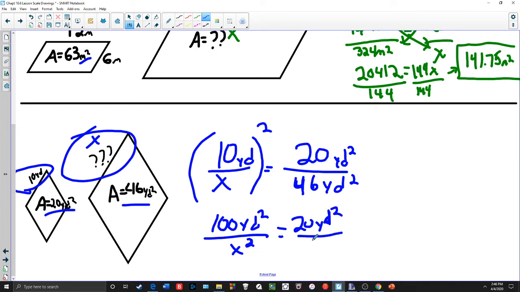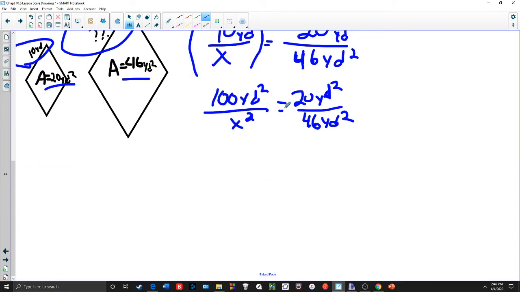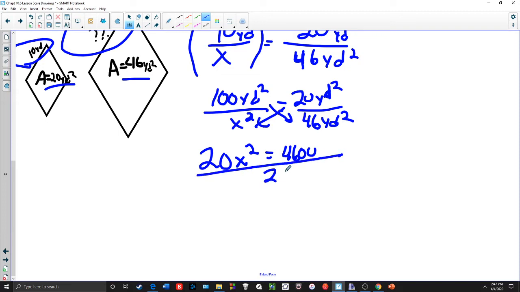I can't write for some reason, over 46 yards squared. There we go. And then now we can go ahead and do my normal cross multiplying business here. Just remember that this is an x squared now, not an x. So you have to make sure you're careful with how you write your stuff. So 20x squared is equal to 4,600 yards squared, but I'll leave the label off for now just to make it easier to see. And so then we divide by 20, and we get x squared is equal to 230.